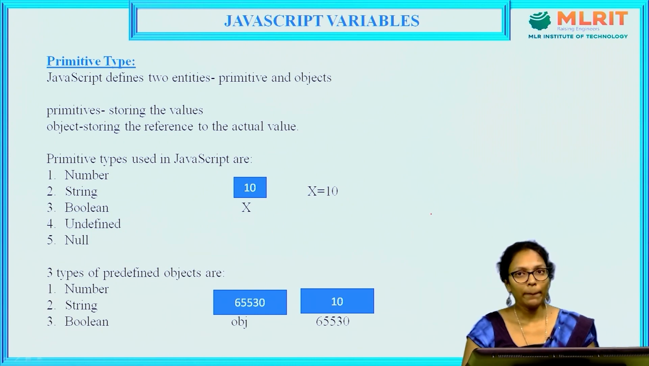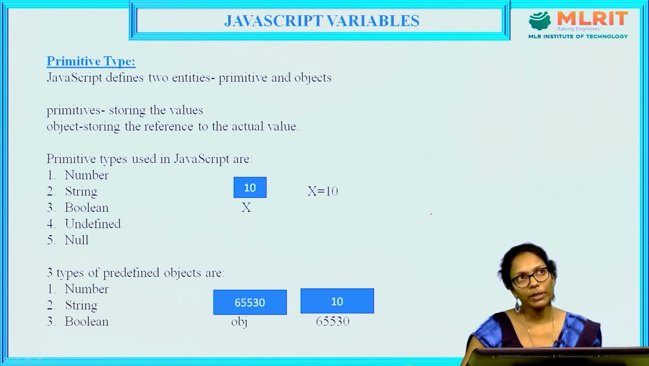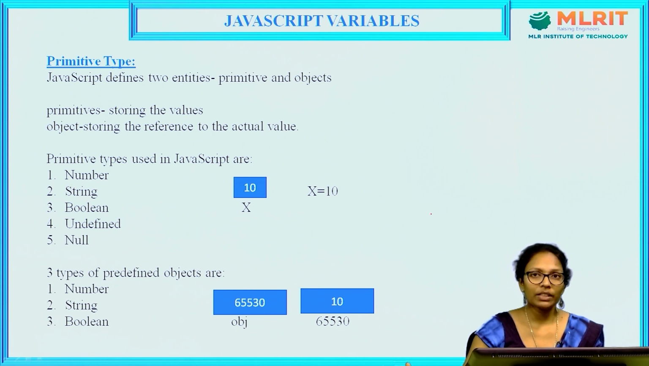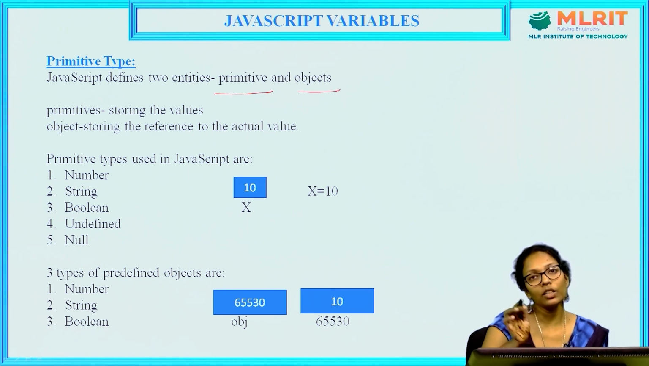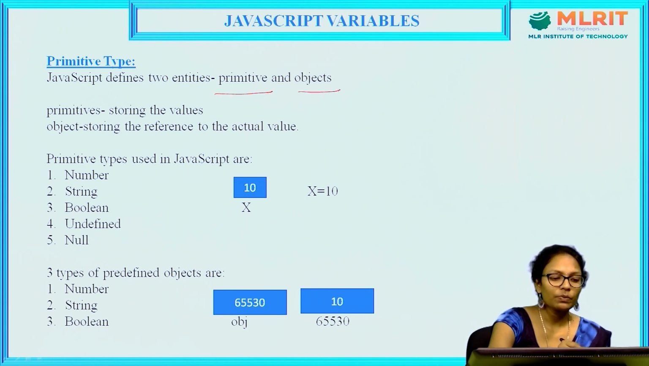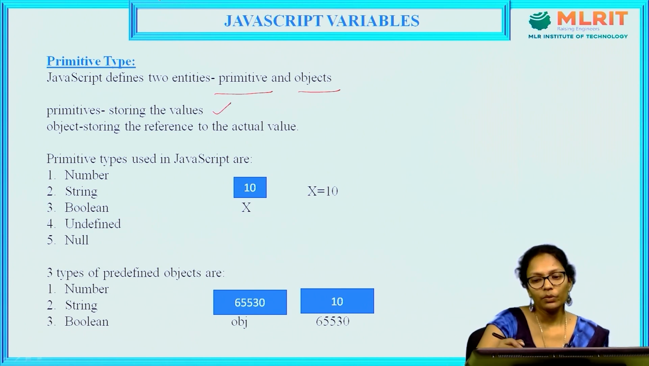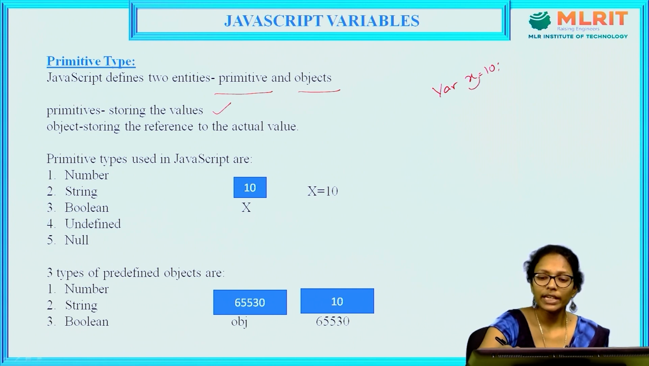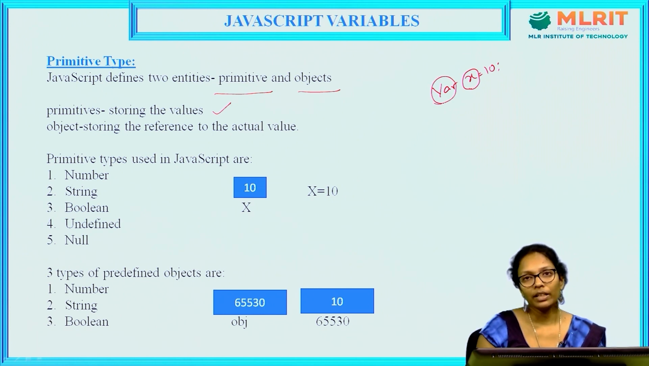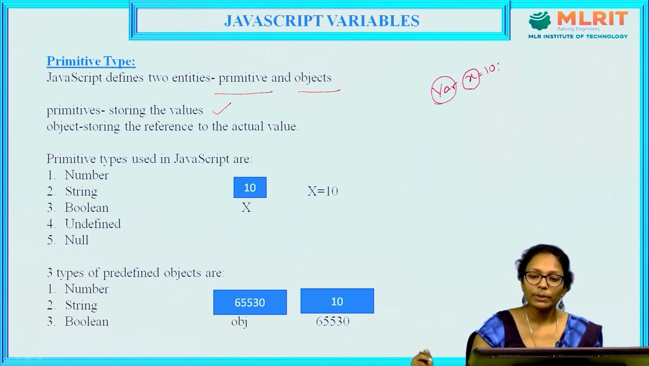So what is meant by primitive type? A primitive type means a predefined data type. Basically we have two types in JavaScript: one is the primitive data type and the other is objects. Primitives are used to store values. For example, var x is equal to 10, I am writing. Here x is a variable or identifier, but what is the type of this variable? You are declaring all the variables using the var keyword, that's okay, but how much space does x need? Based on the data type only, the memory will understand how much space to allocate for this variable.